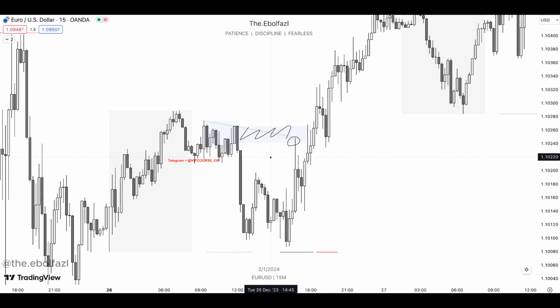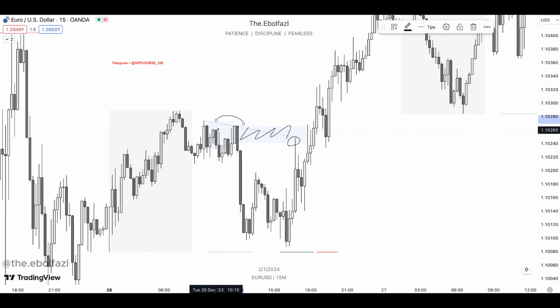This is going to be a great example of the equal high. We have the trend line respect. Okay, we have the order flow here. Okay, money transfer from here to here. This is a great equal high.